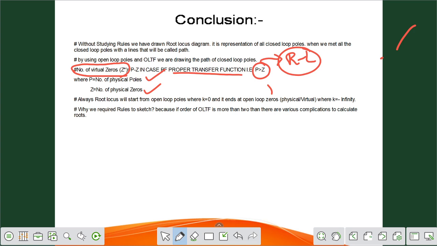Okay. Now, if I can draw the root locus diagram without any rule, why do we require rules to sketch? Actually, the example I have taken is a second order system, which I can easily draw. But suppose it is third order or fourth order, how can we draw it? It is very difficult to find the pole values. So we require rules to sketch, because if the order of the open loop transfer function is more than 2, there are various complications in calculating the roots.